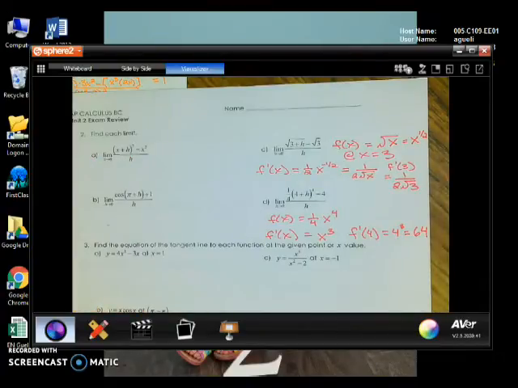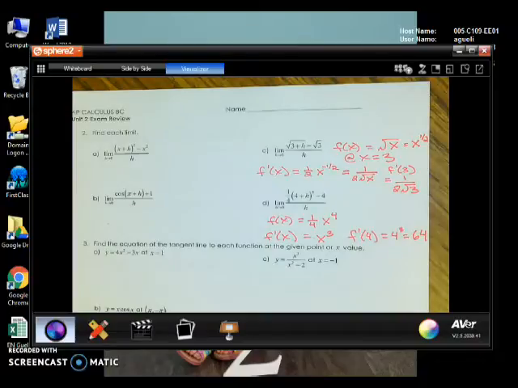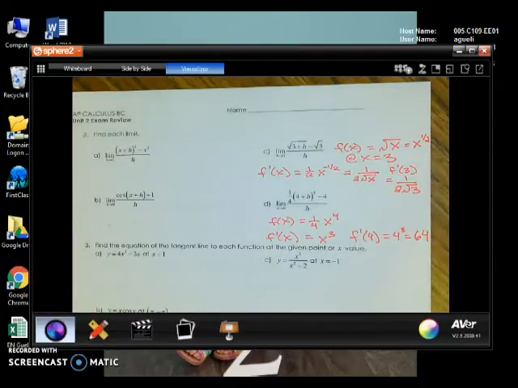Okay, probably have time for one more here. All right, let's see. Find the equation of the tangent line to each function at the given point or x value. So give yourself a little bit of room for these. I guess I will do the quotient one. Okay, I guess I'll just do C.